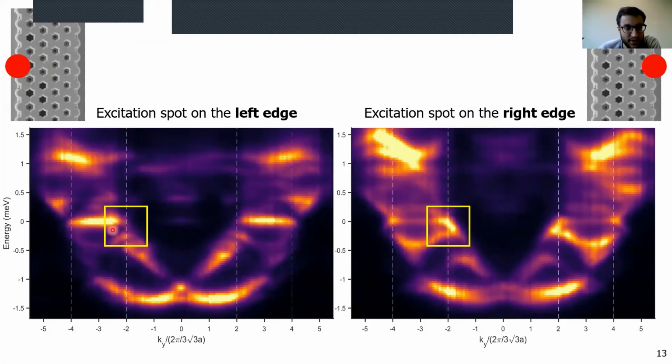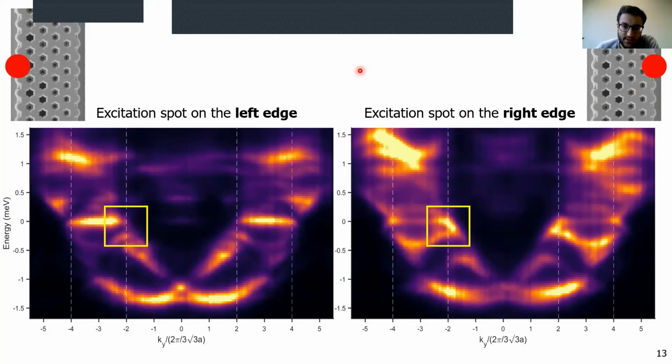So here you can see that there is no sign of propagating edge state. On the contrary, if we put the excitation on the right edge of the lattice, then we can see a clear and strong emission from this propagating edge state.